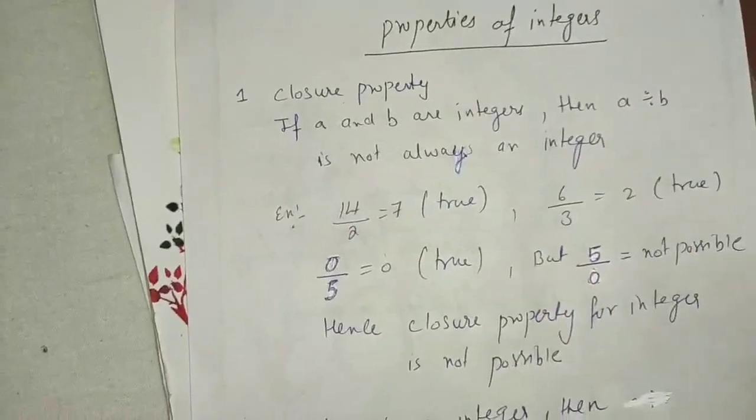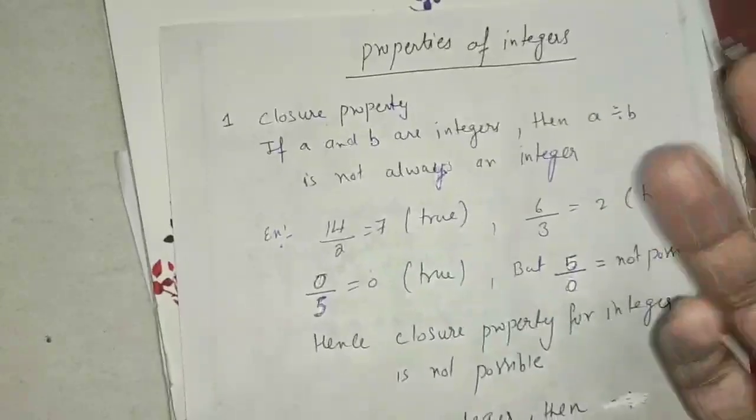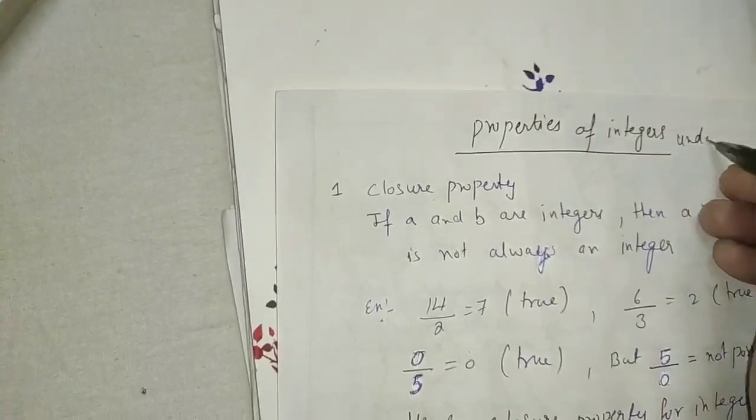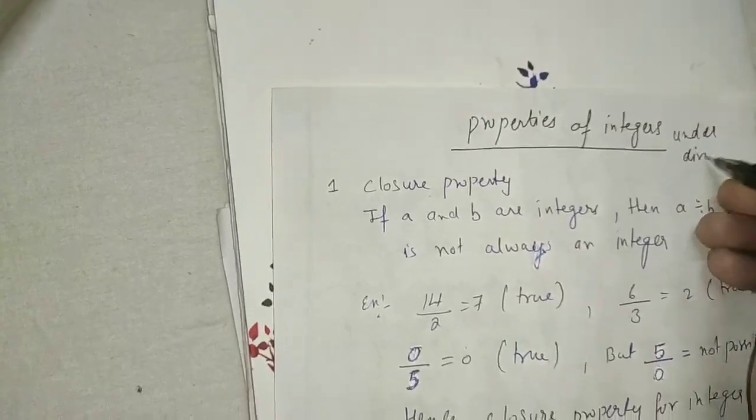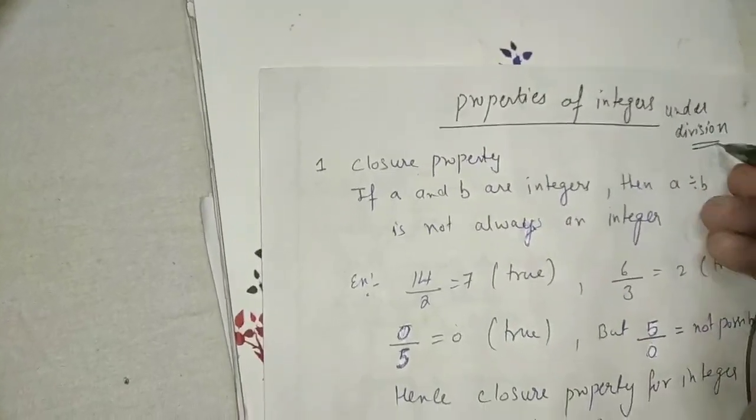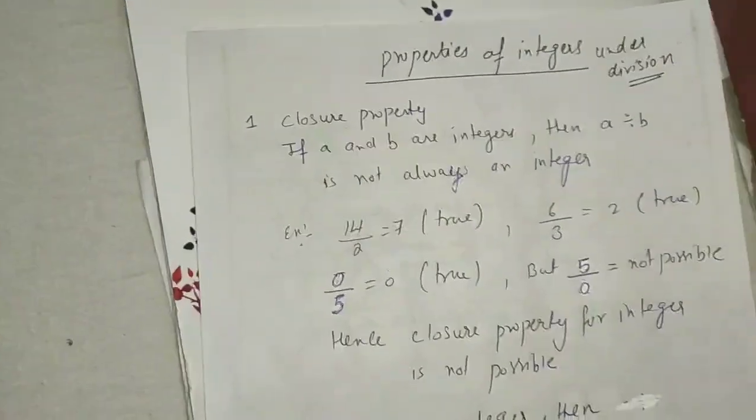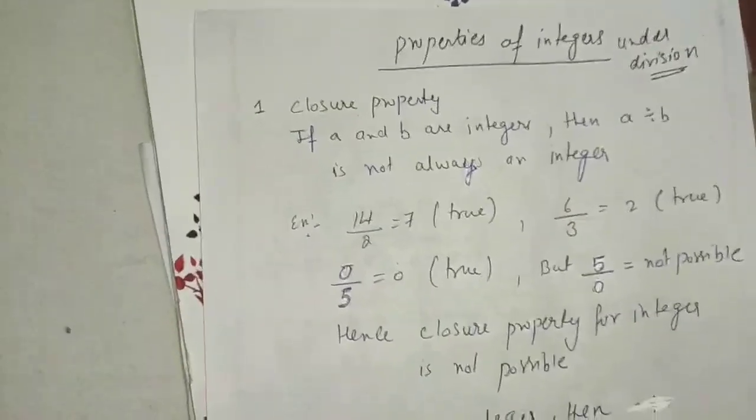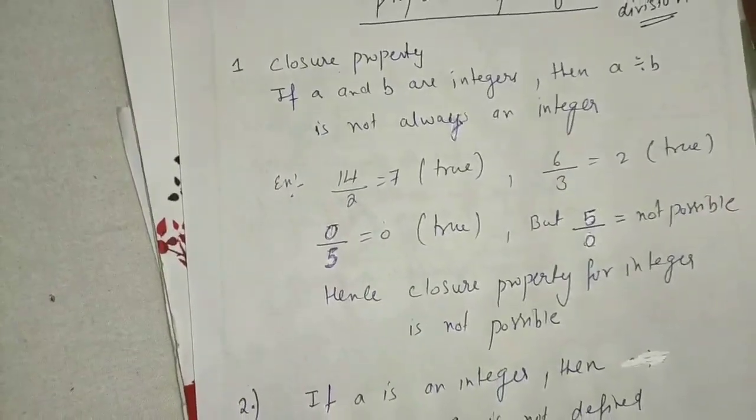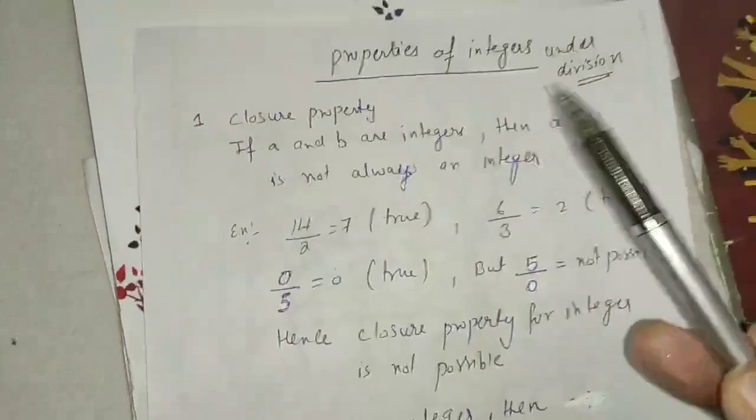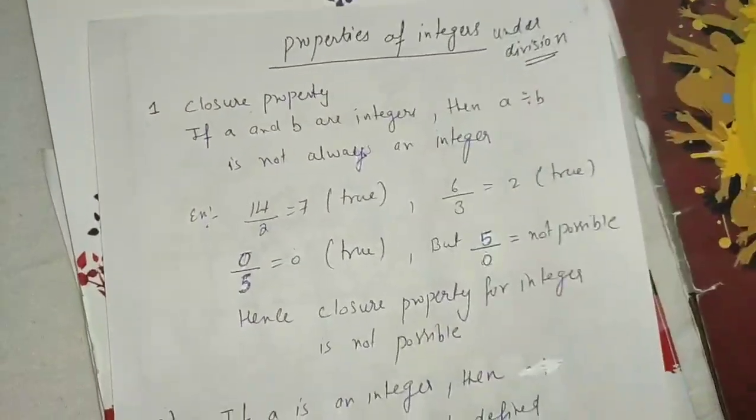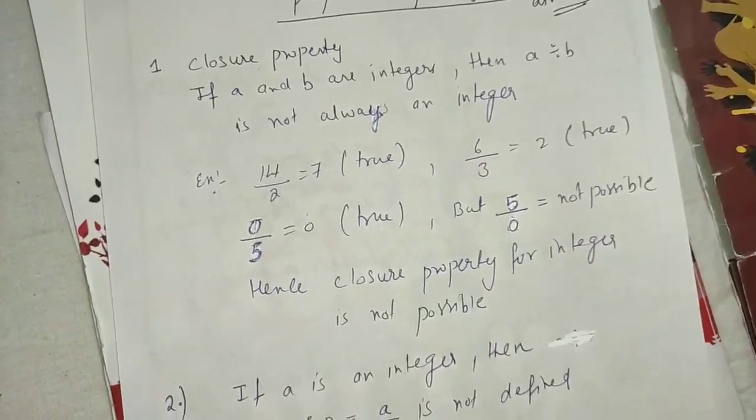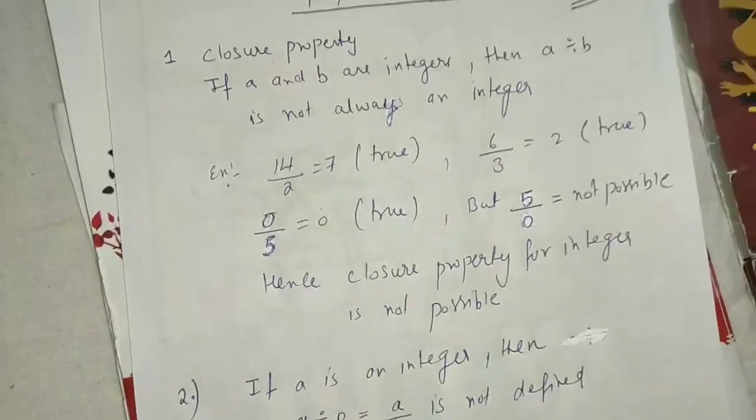Now, the properties of the integers under division. Like multiplication and addition, which we have studied, there are the closure property, the associative property, and the commutative property. So under division, closure property is not possible, neither is the commutative property, neither is the associative property. No property is possible.